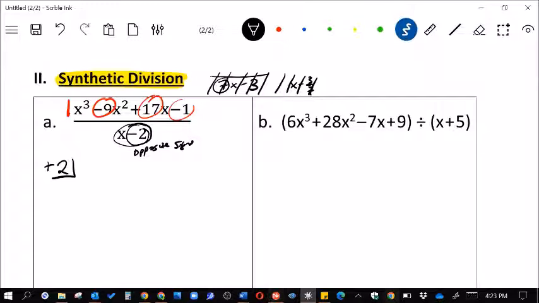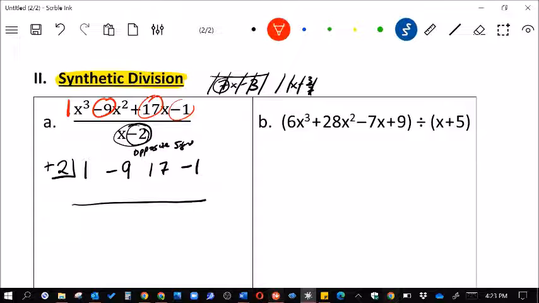Okay, well actually first let's continue this. So I have a 1, a negative 9, 17, and negative 1. And I draw a line here, but I leave some space between it. So look at that setup. The setup involves a little half box and then a line with enough space for 2 lines of numbers above it.